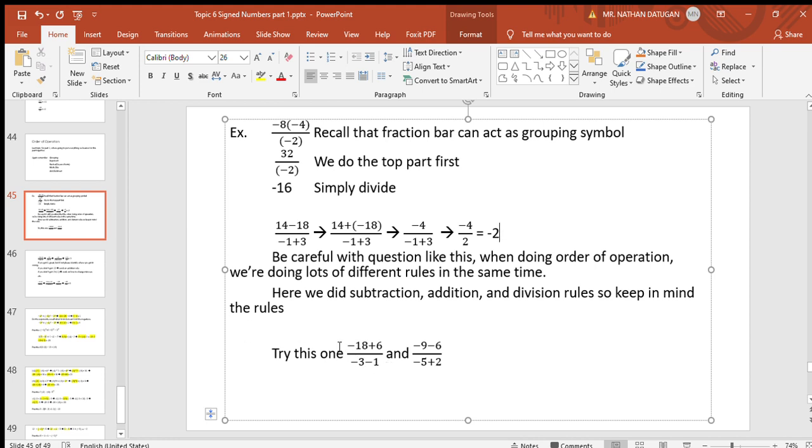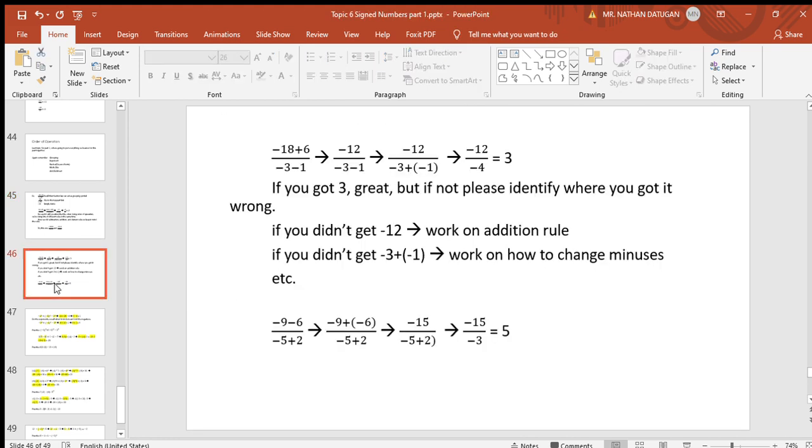Now let's try it. How about you guys try? Negative 18 plus 6 all over negative 3 minus 1, and negative 9 minus 6 all over negative 5 plus 2. You can pause the video here, do it in your work, but now we'll move on. Now let's try it together.